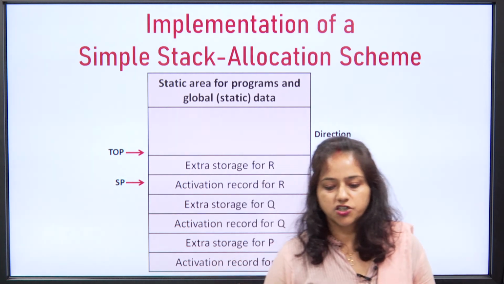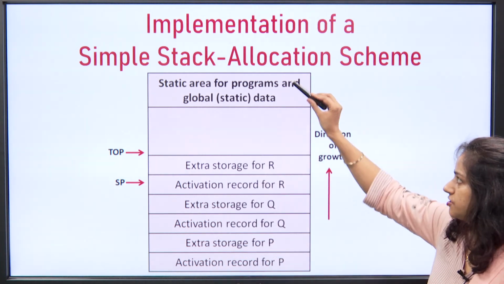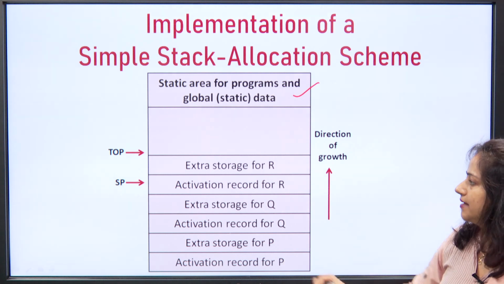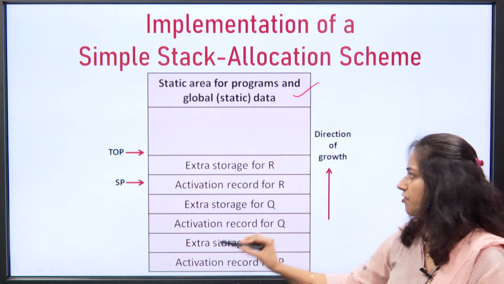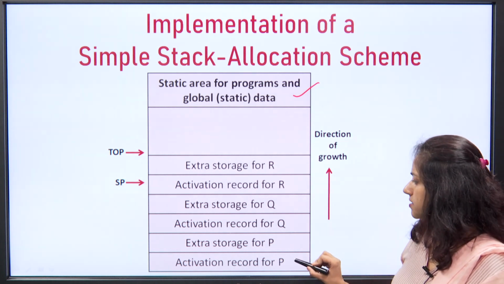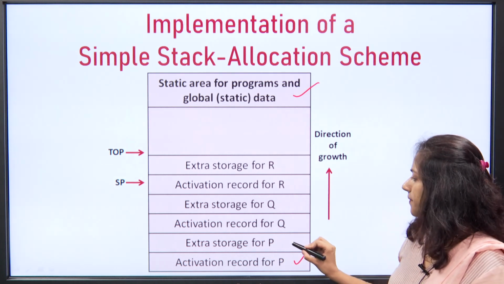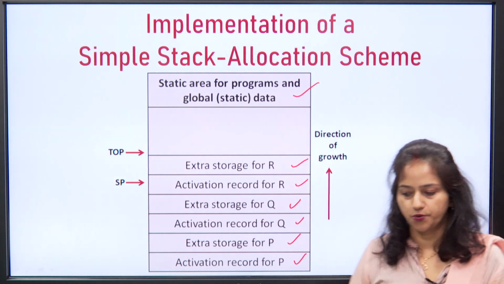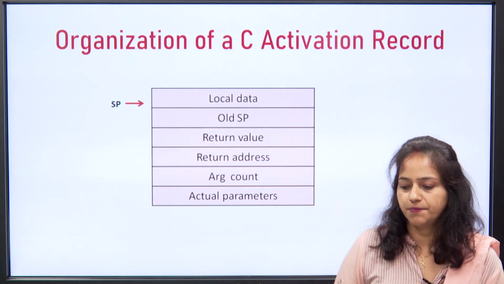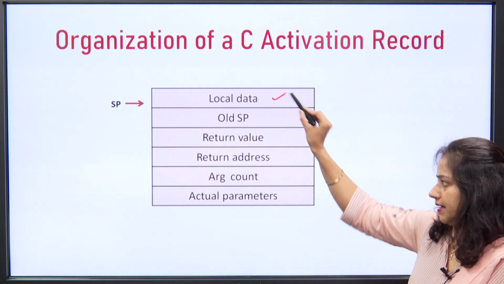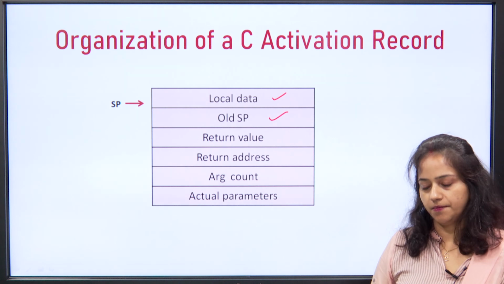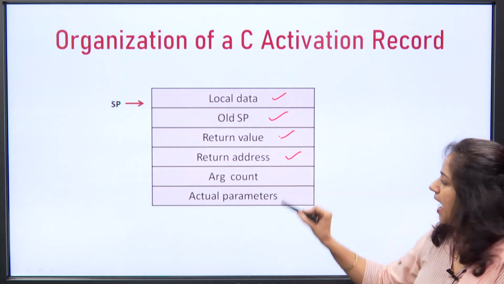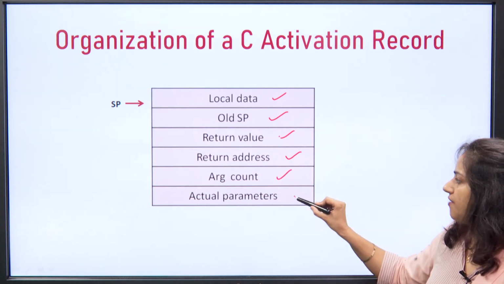Now, in the implementation of static storage, first we store the local variables or global variables. This is the space for global or static data, and this is the top pointer, and here we have the storage for records: the activation record for P, then extra storage for it, then Q, then extra storage, then R, then extra storage. A particular activation record can be defined like this: here we have local data, then the old SP pointer, then the return value, then the return address, then the argument count, and the values of the actual parameters.